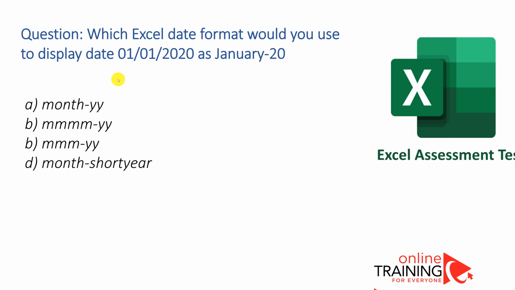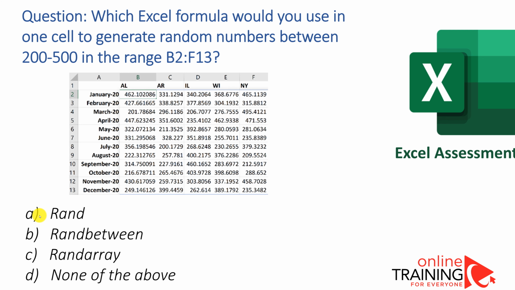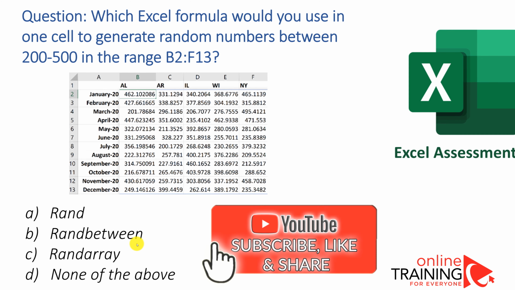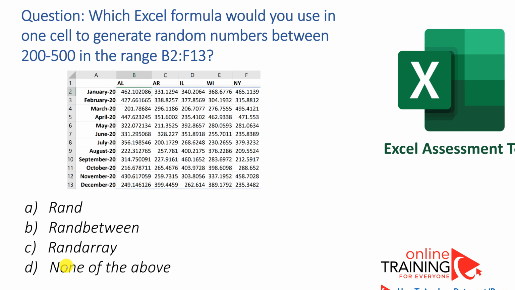Here's another Excel assessment test question you might encounter. Which Excel formula would you use in one cell to generate random numbers between 200 and 500 in the range between B2 and F13? And then there are 4 choices: RAND function, RANDBETWEEN function, RANDARRAY function, none of the above. And keep in mind that A through C are all valid Excel functions. So which one would you choose?